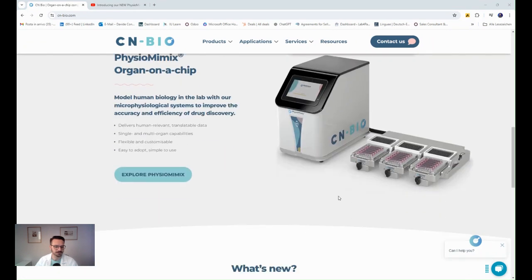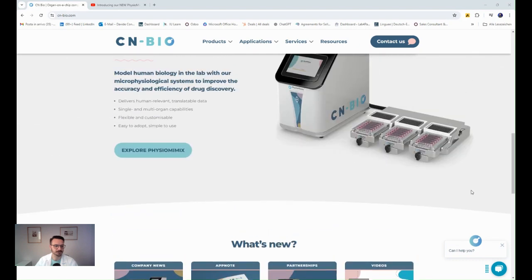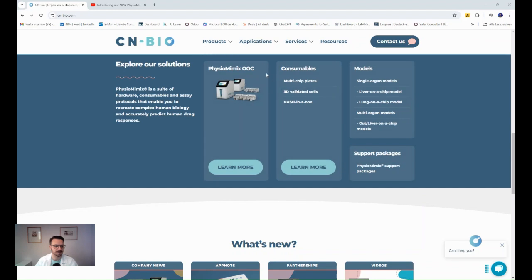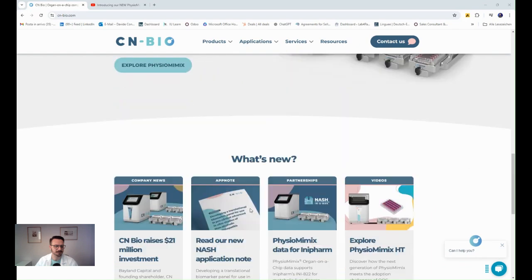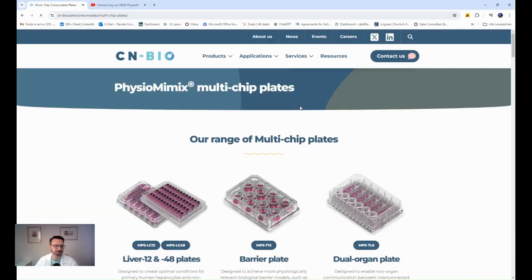So if you look at their offering, this is the new model. They have the PhysioMimix. They basically have different kind of applications that we can look at together. They are really focused on liver and getting this right. And they basically have these 4 kind of configurations.